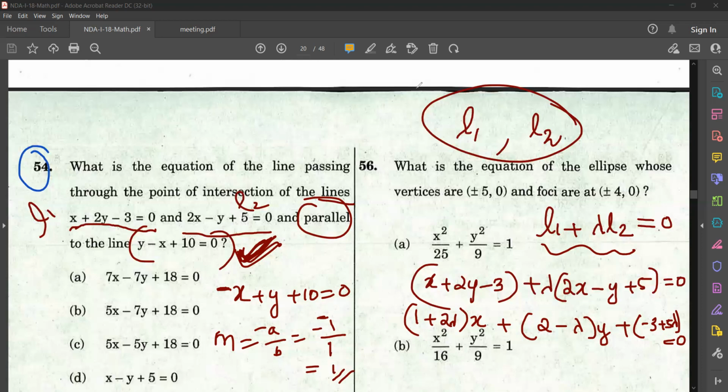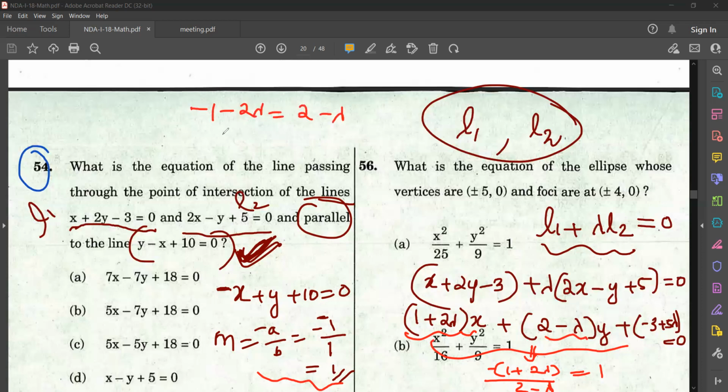Now the required line and the given line have the same slope because they are parallel. So what is the slope of the required line? Minus a by b. So minus of 1 plus 2 lambda by 2 minus lambda. That is 1, isn't it? Same slope they should have. Here a is this much, b is this much. So equate it: minus 1 minus 2 lambda is equal to 2 minus lambda. Take everything to one side. So you'll get lambda is equal to minus 3. Are you getting lambda is equal to minus 3?